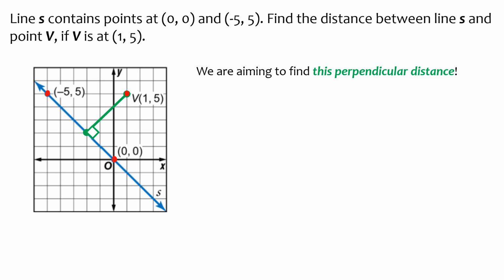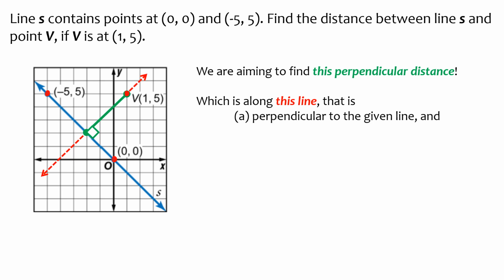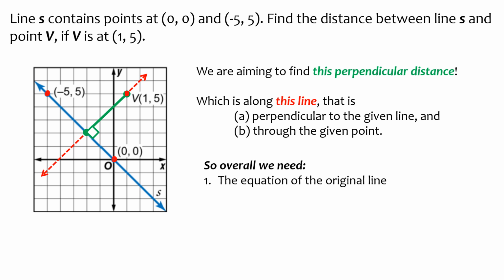Okay, now we know that this perpendicular segment that represents the distance here is along this line that is perpendicular to line S and goes through our point V. So we need some information about that particular perpendicular line, and I need to know that point where the perpendicular line and my original line S intersect. So we have some overall steps to think through here.